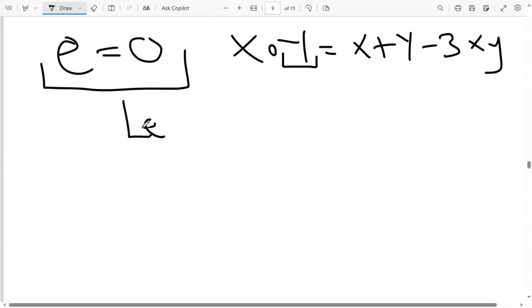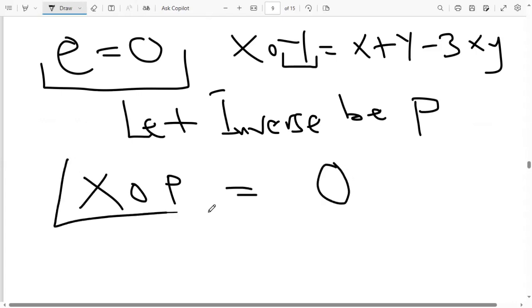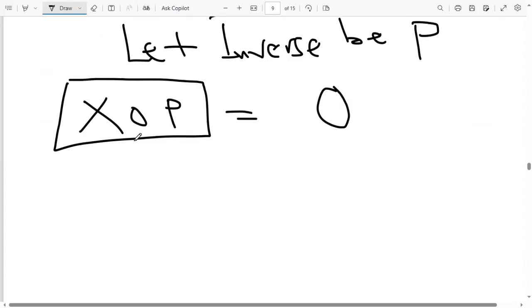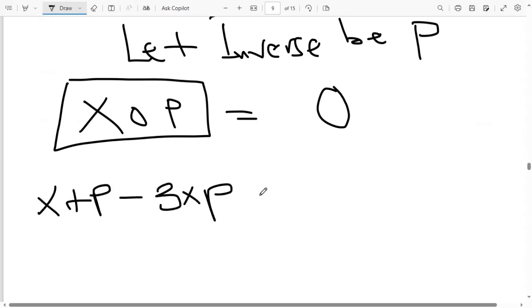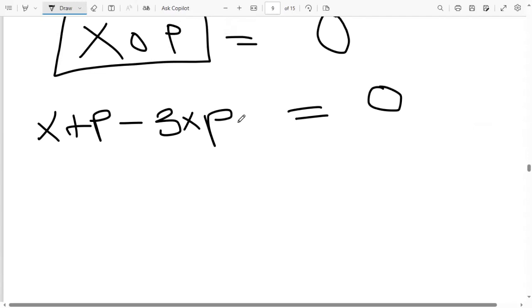So I'm going to say, let my inverse element be, we can say P, because I'm Tutor Paul anyway. So let my inverse element be P. It means when I do x * P, I should get the identity element, which is 0. So we're going to use this equation. But we know that x * P will just mean this guy here. So wherever there's y here, we're just replacing it with P. So this one will be x + P - 3xP, which is equal to 0. So we are solving for P, because P is our inverse element.